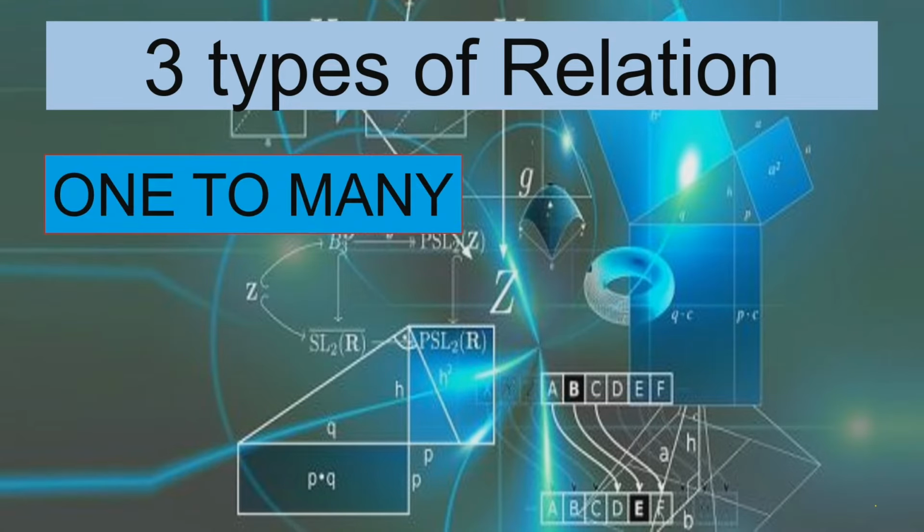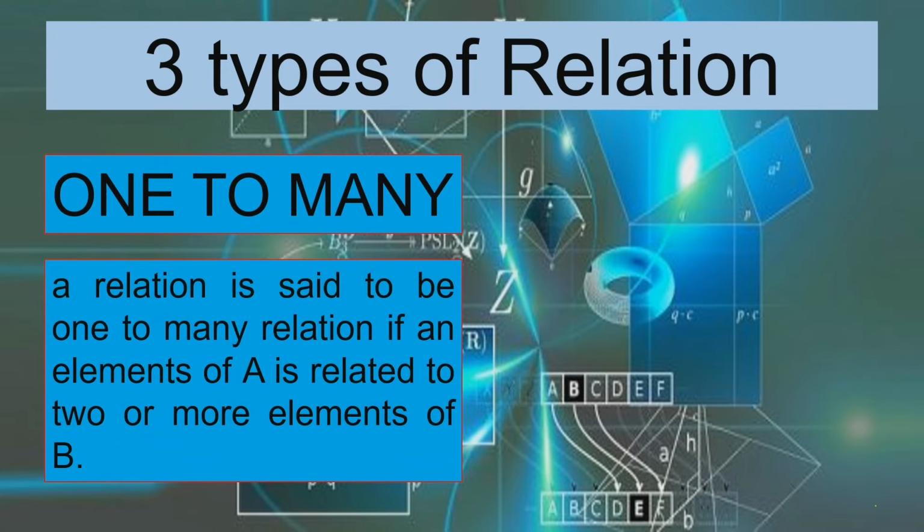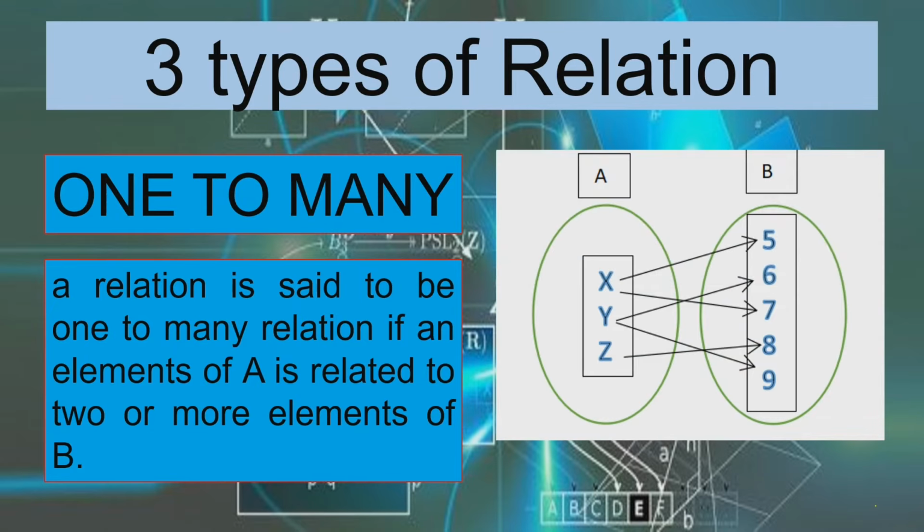Tignan naman natin sa one-to-many. Kung function ba siya o hindi. Ano nga ba ang one-to-many? Ang one-to-many is a relation is said to be one-to-many relation if an element of A is related to two or more elements of B. Okay, kung makikita natin dito sa image natin, naulit yung mga variable natin dito sa input. So kung makikita mo yung X mo, meron siyang partner na 5 at meron pa siyang partner na 7.